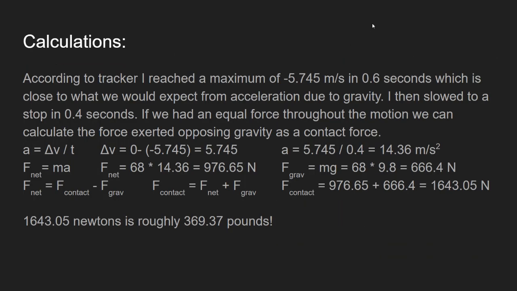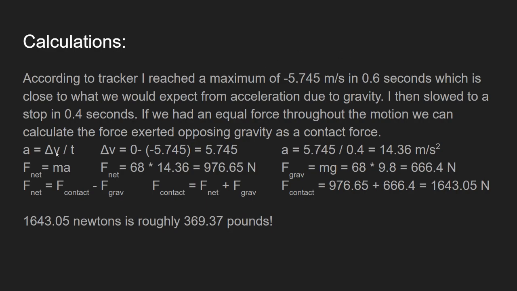According to Tracker, I reached a maximum of negative 5.745 meters per second in a 0.6 second time frame when falling. So this would be right before I hit the ground. This is close to what we would expect. I think I calculated this and got something in the range of 9.5, 9.6 meters per second squared, which is pretty close. I then slowed to a stop in 0.4 seconds. For this calculation, we're going to assume that the force is equal throughout the motion. It probably wouldn't be, but for our purposes, it's going to be close enough.